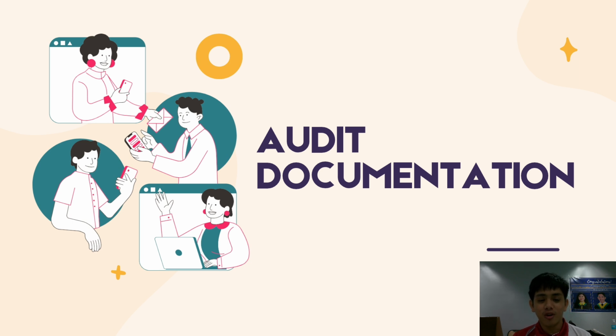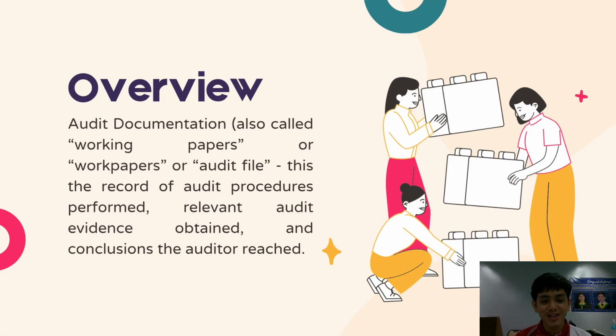Since a lot of you here already know what audit documentation is, let's have a quick overview. Audit documentation, also known as working papers, work papers, or the audit file, refers to the record of the audit procedures performed, the relevant audit evidence obtained, and the conclusions reached by the auditor during the audit. A little bit of facts, okay? These audit documentations, the working papers of the auditor, are of course owned by the auditor. Always remember that.